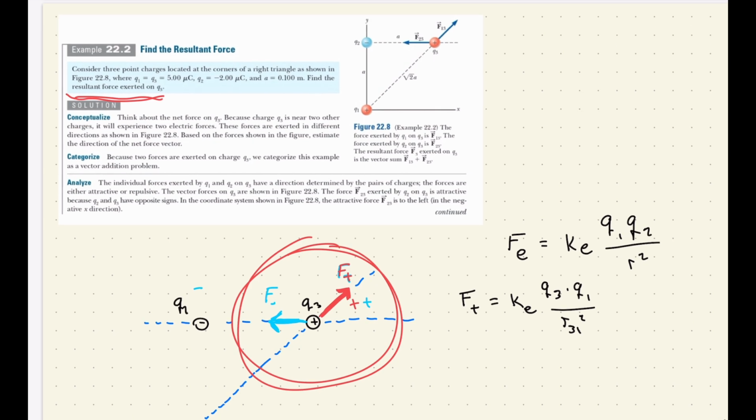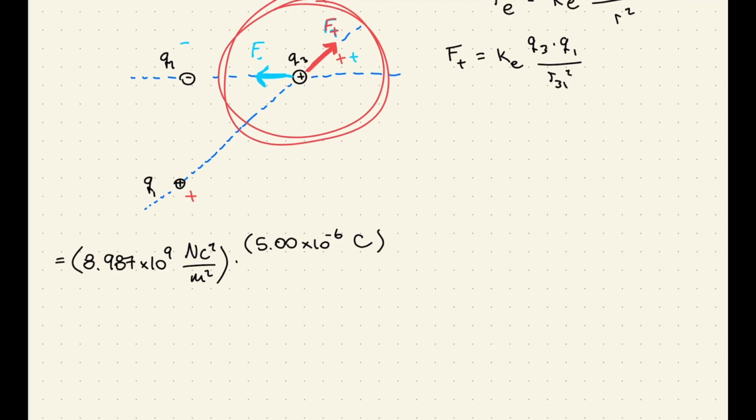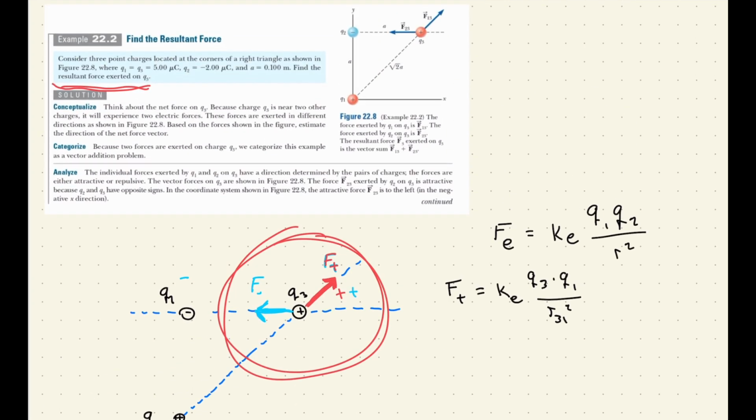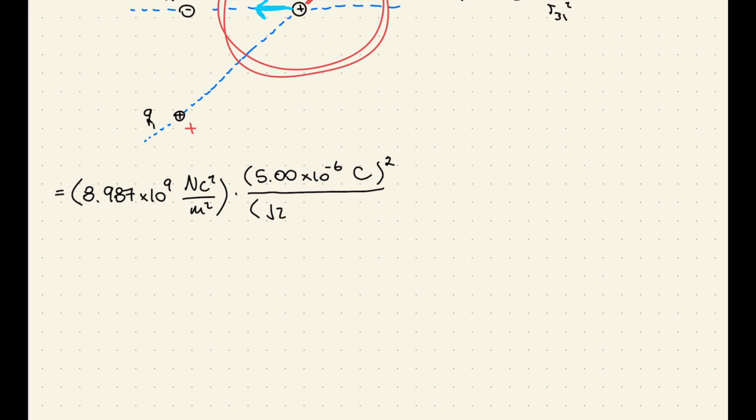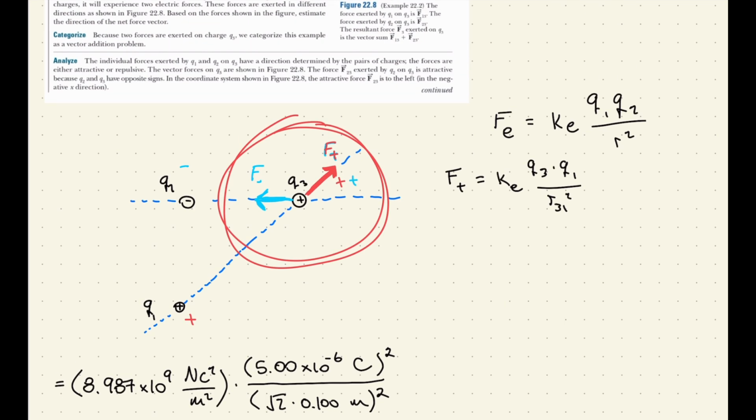So here we have Q1, which is also 5 microcoulombs. So instead of writing that, I'm just going to put a squared here because it's the same charge. Here we have the distance that separates them, which is, they actually give it to us, square root of 2a. And a is given to us here in meters. So I'm going to put square root 2 times 0.100 meters. Please use your units. Remember that all of this is squared because Coulomb's law has r squared here on the bottom.